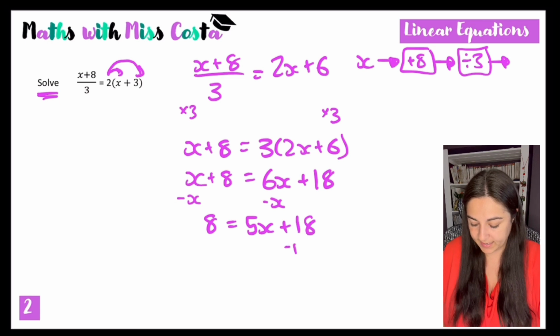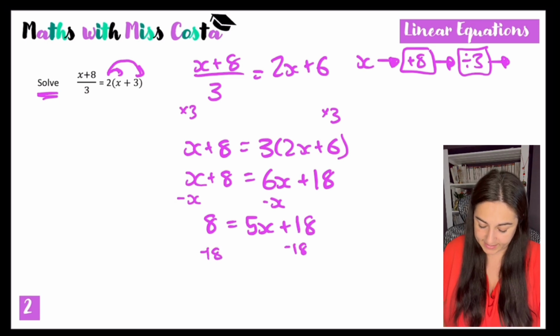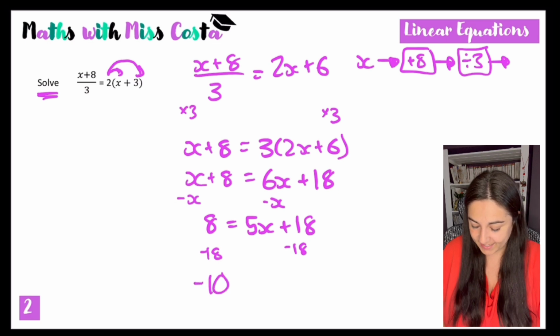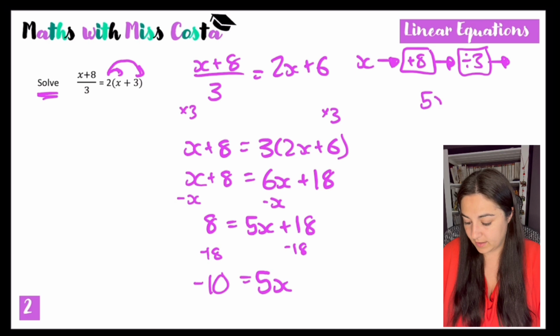We'd subtract 18 from both sides. So 8 take 18 is negative 10. So 5x equals negative 10. Therefore, x, if we divide both sides by 5, is negative 2. And that's your answer.